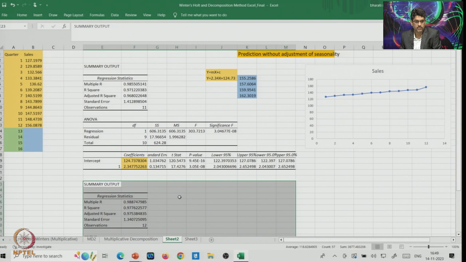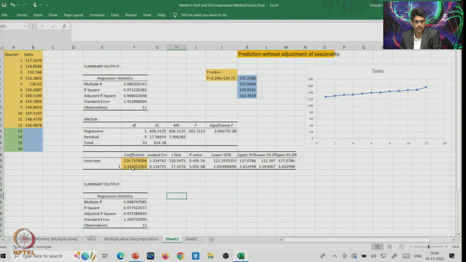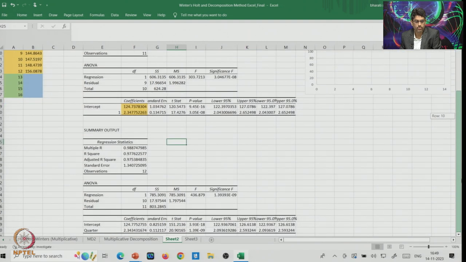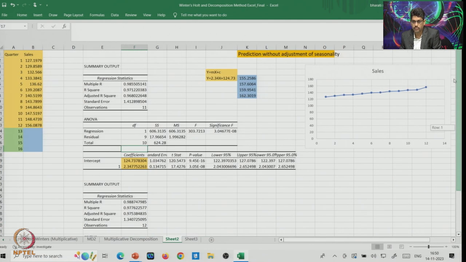Now we found the forecast here. Look at the same data. Look at the intercept and slope, 124 and 2.34. The same we found here also. Look at 124 and 2.34. So now I can skip this. I will come back here because I have put a color here. To save time, I can show you from here now. Now we got the intercept and slope.